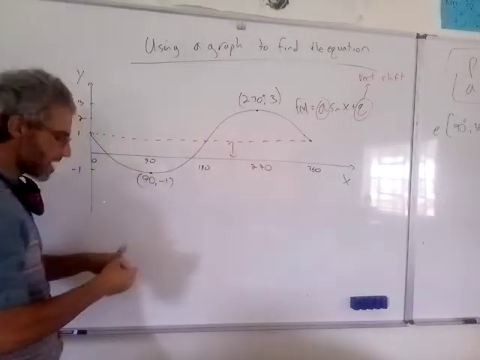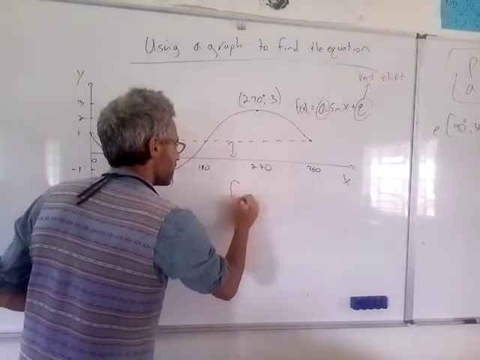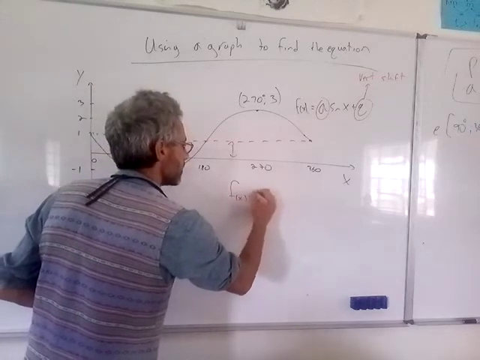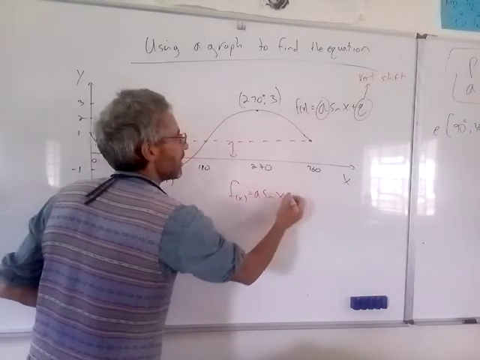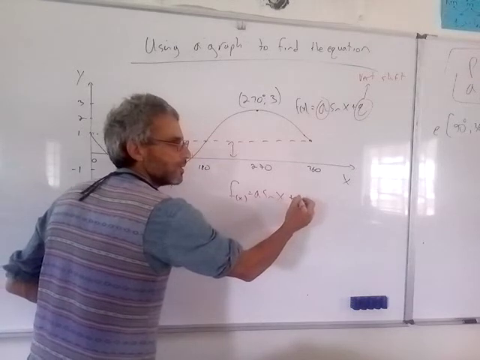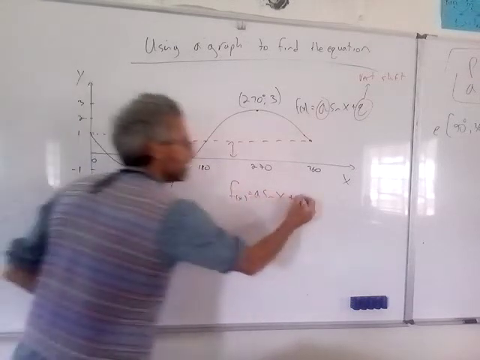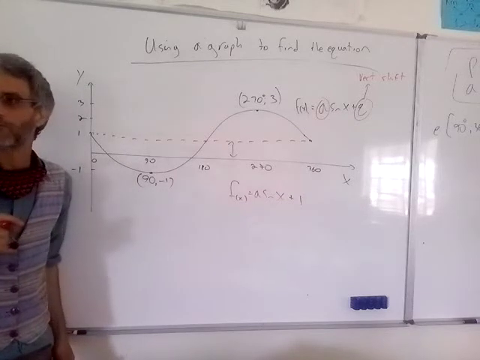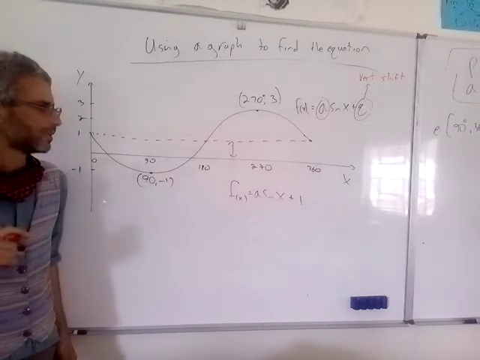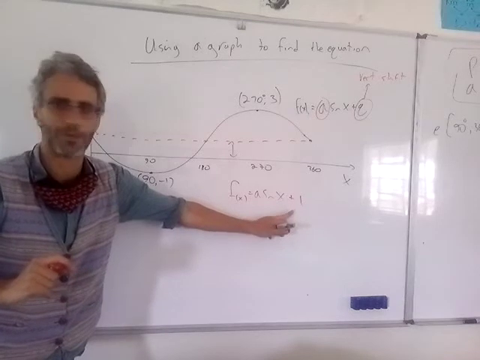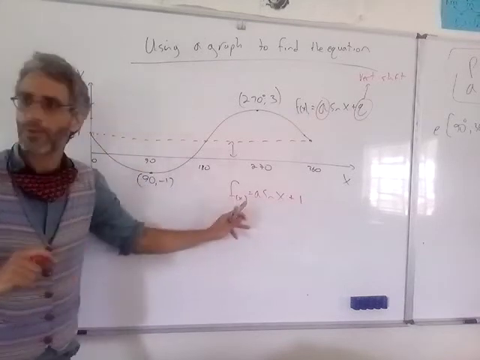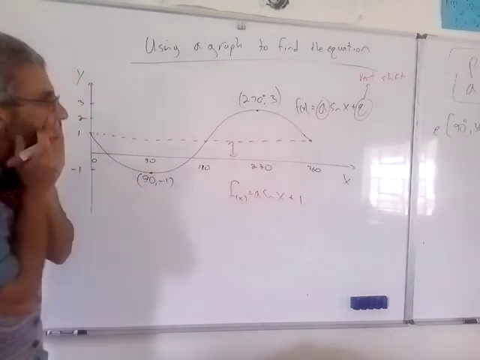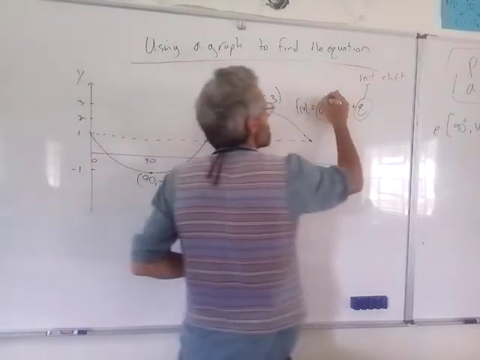So I can already tell, I'm going to write it in red, f of x is going to be a sine x, and Q is one, because it's been shifted one. The shift is always easy to figure out first, so start with that. So it's a sine x plus one. Are we happy with that? Okay, now A. What does the A mean?